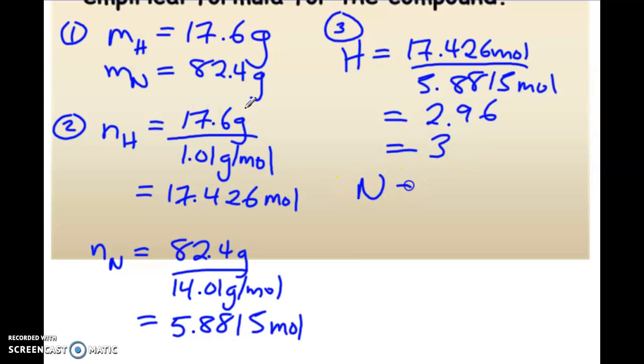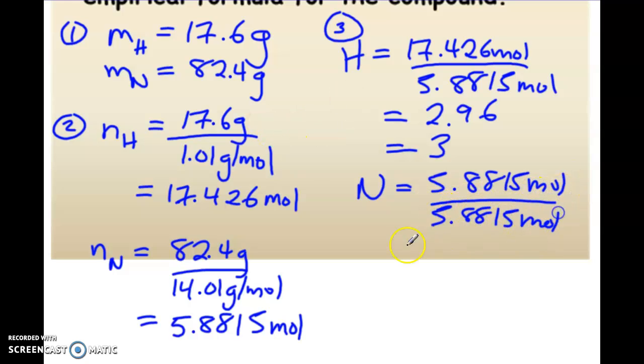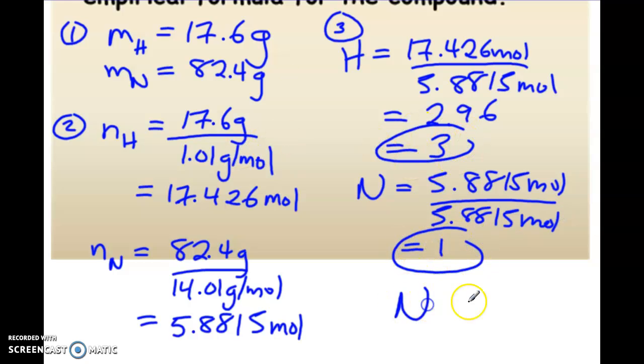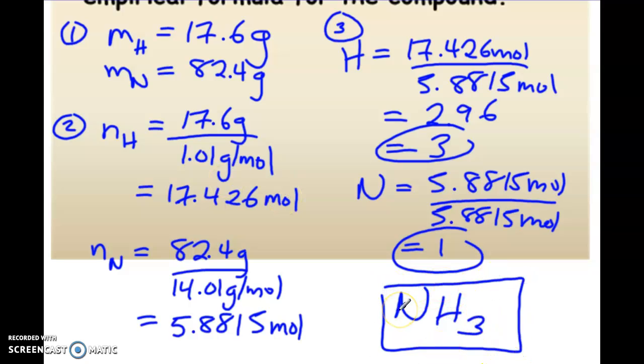And then of course nitrogen, it's going to be divided by itself, so we know the answer here is going to be 1. Okay, so this now becomes our subscripts. So the formula is 1 nitrogen for every 3 hydrogen. So that's our empirical formula.